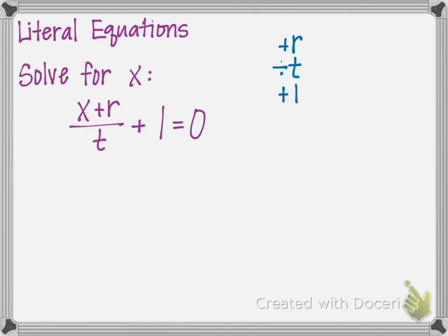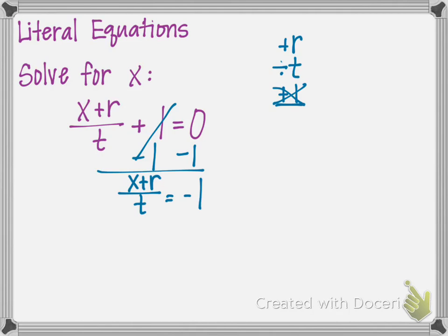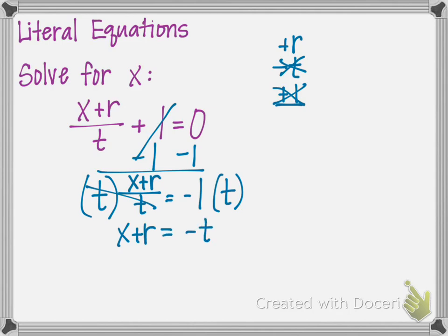Now I need to undo it. So this is the first thing I'm going to undo. What's the opposite of plus 1? Minus 1. Okay, got that taken care of. What's the opposite of divide by t? Multiply by t. You do that to both sides. So I get x plus r equals negative t. And then last thing, what's the opposite of add r? Subtract r. So x equals negative t minus r.